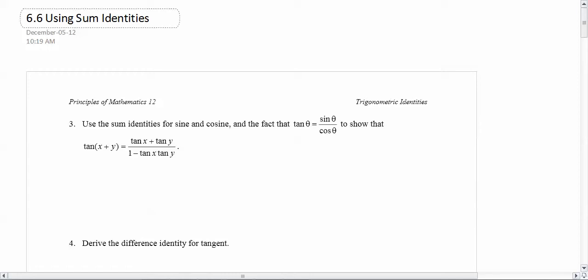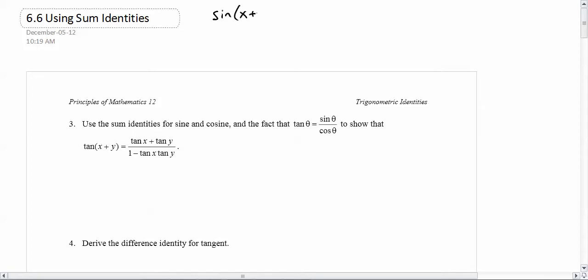Today we're going to continue our last lesson on the sum and the difference identities for cosine and sine. This time we're going to apply them to different situations and also develop the identities for tangent. So last class we saw that there are 4 different identities.